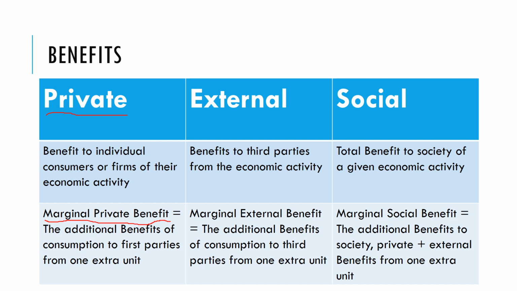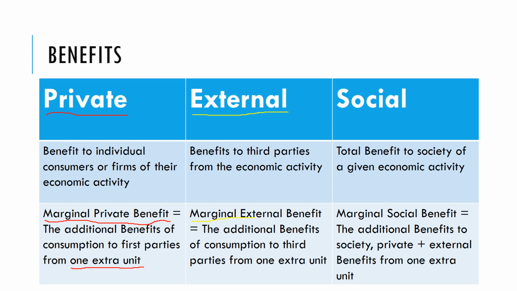And that means the benefits that the consumer or supplier has gained from each extra unit. That's the key. That's what marginal means. From each extra unit, how much benefit do they gain? We're also going to be looking at the benefits not to the producers or the consumers of this particular item, but to the third parties, and we call those external benefits. So these are benefits to the third parties, not the consumer or the producer.